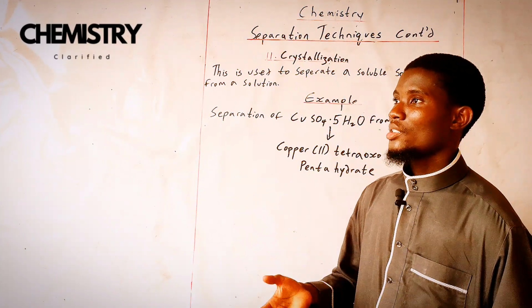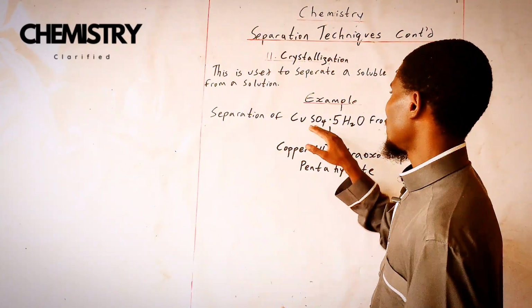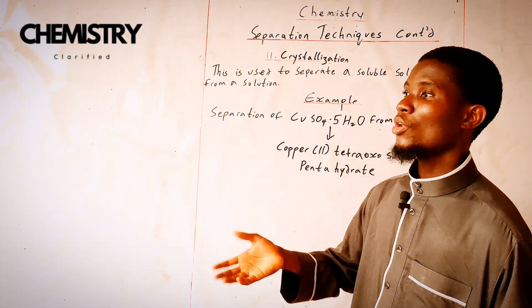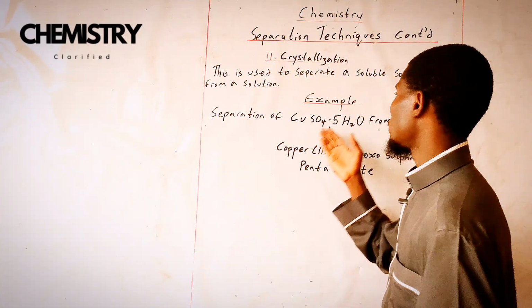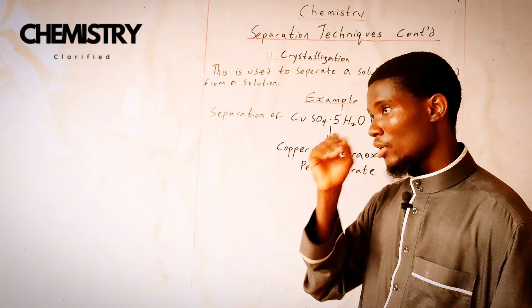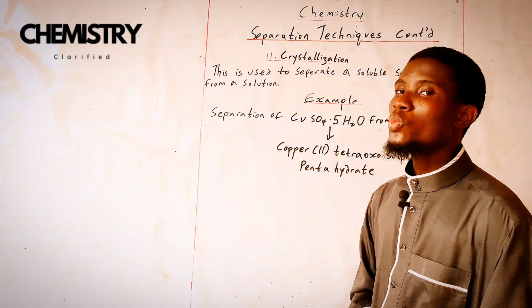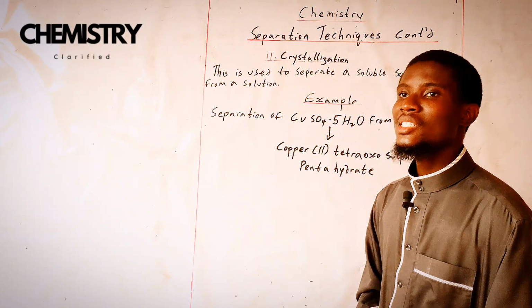And we are going to let some of the water evaporate so that it can become saturated. That is, a lot of the water will have gone, so we'll be left with most of the salt. So now when the salt is a lot inside the solution and most of the water has gone, we can now proceed with crystallization.